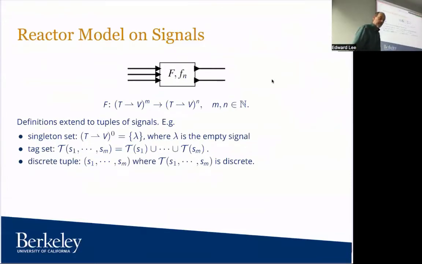So suppose that I have a reactor with 3 inputs and 2 outputs. Then I'm going to model that as a function like this. It's a function capital F that takes a tuple of signals. This is the entire trace of the input. Maps that into a tuple of traces for the output. Okay, and just as before, we can model reactors with no inputs or no outputs by using the singleton set. This is going to be a singleton set, and it doesn't matter actually what the element of the set is.